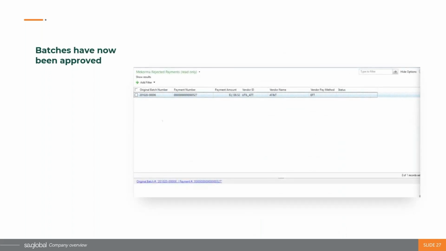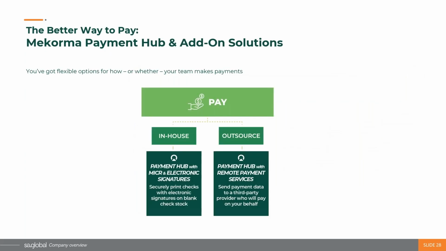Alrighty, now that we have approved batches, we are ready to process the payment and ready to pay. So this brings us to our final and third act, which is where Mekorma Payment Hub and add-on solutions can help with the actual processing and execution of your payments. We'll look at different options you have for paying your vendors, whether it be in-house, leveraging Mekorma's integrated MICR technology, or you can choose to pay automatically and send your payments to a third-party outsource provider. Payment Hub is the foundation for either option and allows you to have all that configurability and control regardless of what you choose.